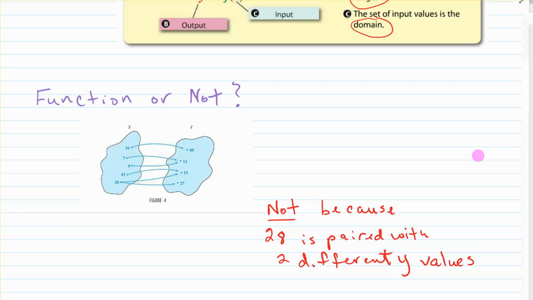We could look at this diagram and decide whether it is a function or not. We simply have some x values and some y values. This one is actually not a function because 28 right here is paired with 27 and with 19. So your clue if you're looking at a map is to say, is there any number that has two lines coming out of it?